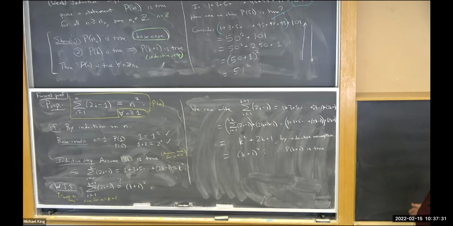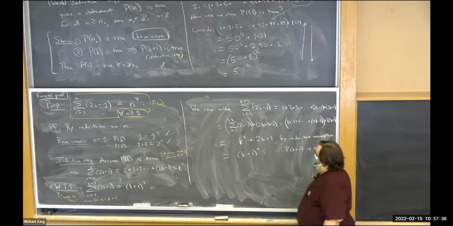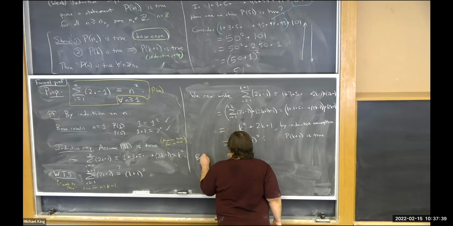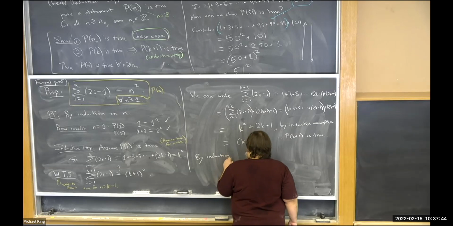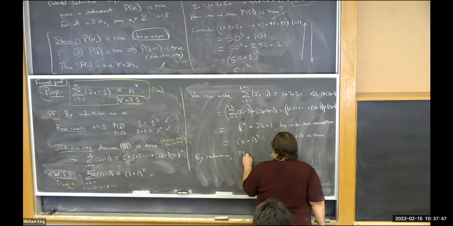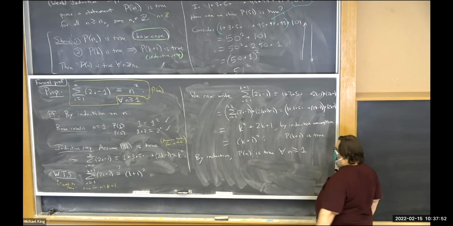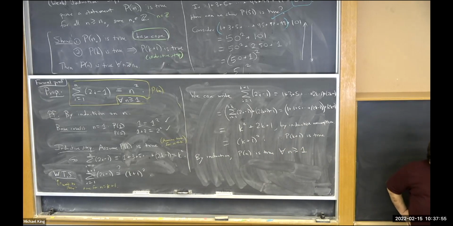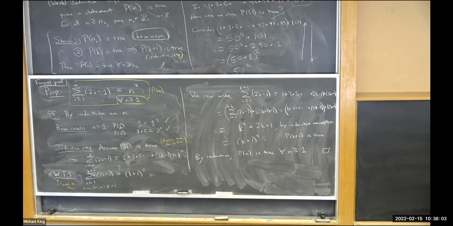Okay, and so by induction, it is true for all n. By induction, because we did the base case, we did the inductive step. By induction, P of n is true for all n greater than or equal to 1. Yeah, and that's the end of the proof. Okay. So it devolves to formal nonsense at some point a little bit, but you have to get good at that.